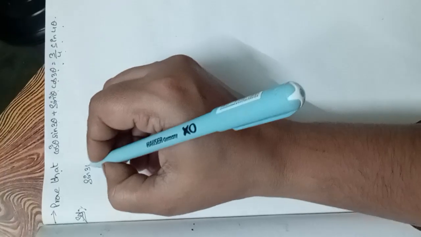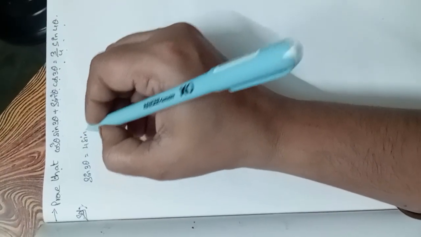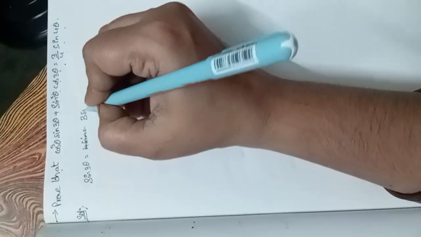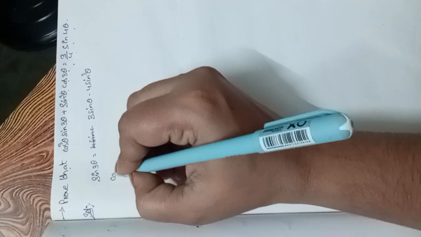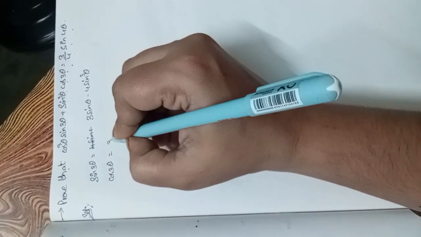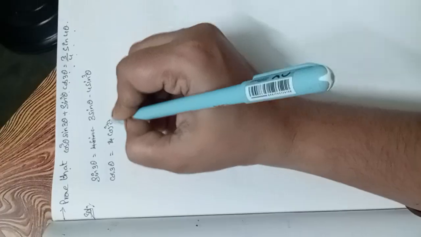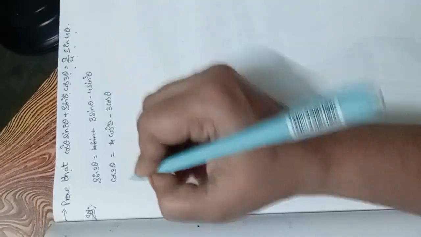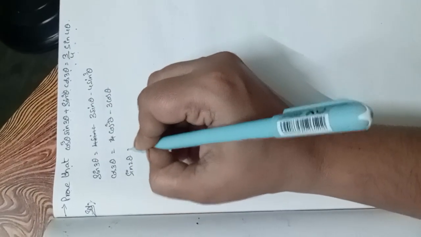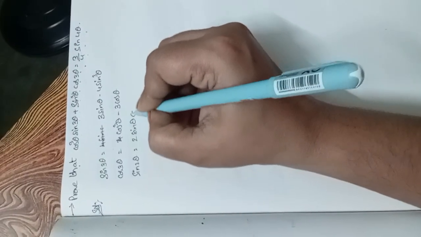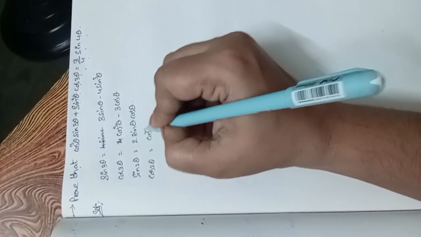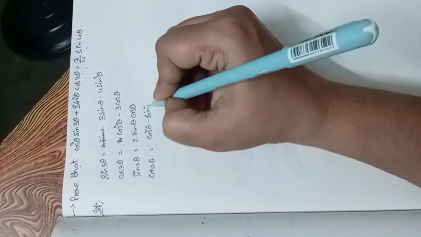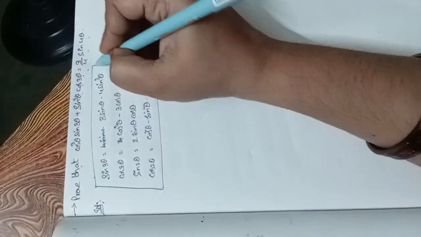Okay, here the formulas we'll use: sin 3 theta is equal to 3 sin theta minus 4 sin cube theta. And for cos 3 theta, 4 cos cube theta minus 3 cos theta. Next, sin 2 theta equals 2 sin theta cos theta. Next, cos 2 theta is equal to cos square theta minus sin square theta. Okay, these are the formulas we will use in this problem.